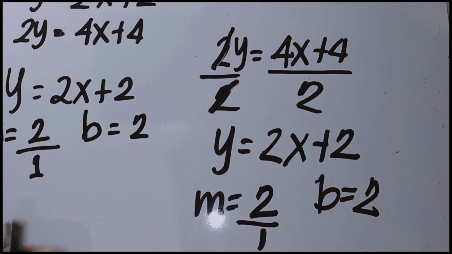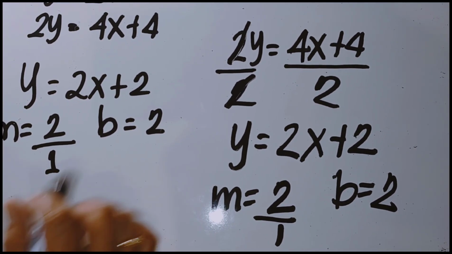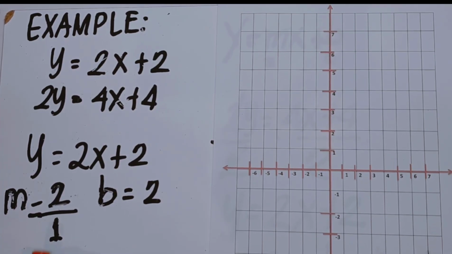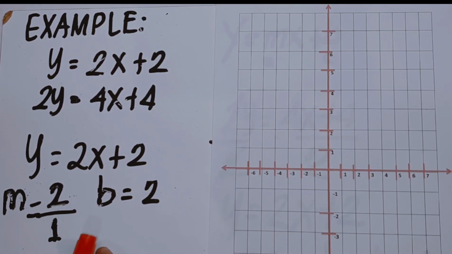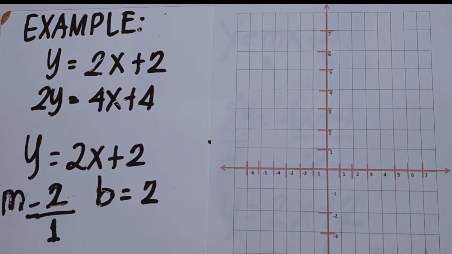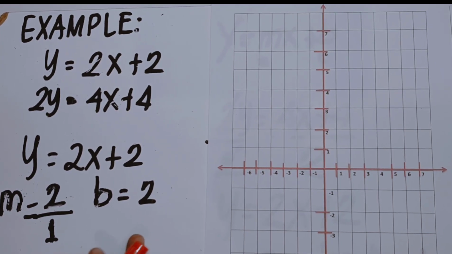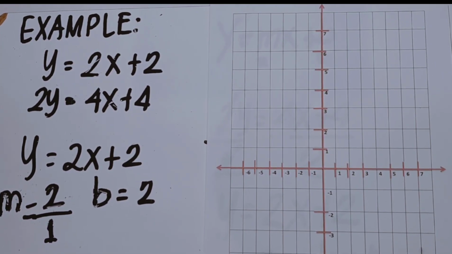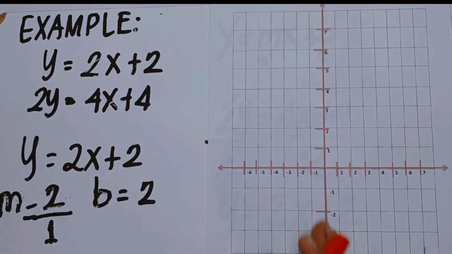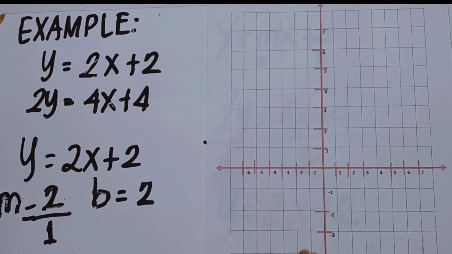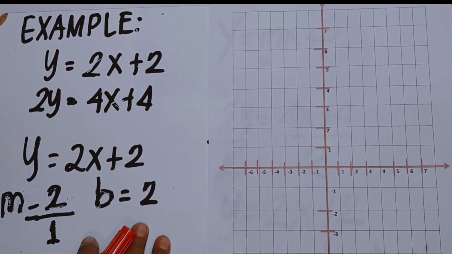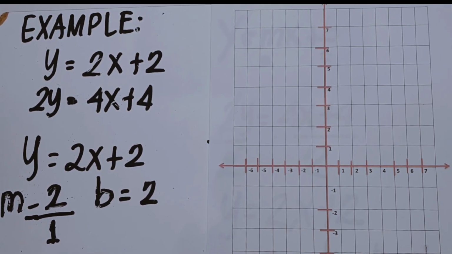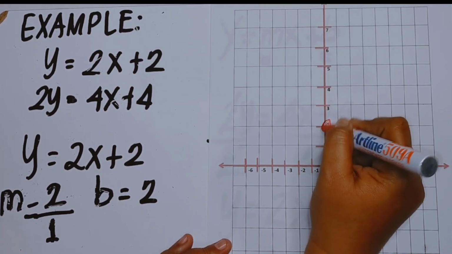Let us try to graph these two equations. Ang una nating i-graph ay ang unang equation. Ang slope niya is 2/1 and the y-intercept is positive 2. Dito lang tayo titingin sa y-axis para ilocate natin ang y-intercept. Ang y-intercept natin is positive 2. Ito yung unang point natin, positive 2.